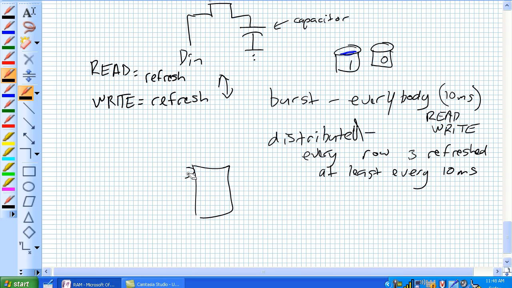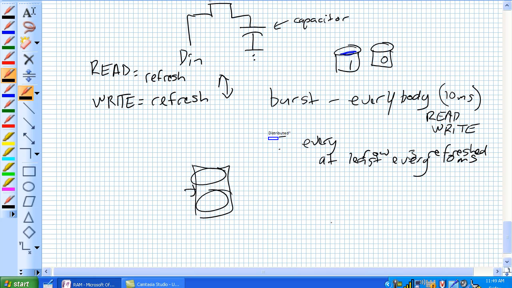Then this guy gets refreshed. You can read and write that guy and these guys. Then that guy gets refreshed, but you can read and write that guy to those guys. So distributed takes a little bit more circuitry, but you're not temporarily paralyzed every 10 milliseconds.